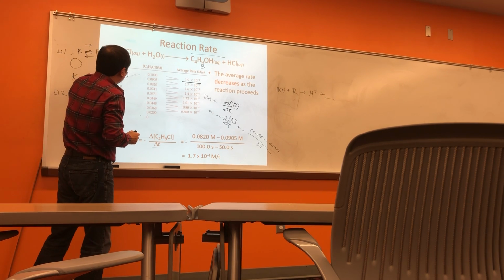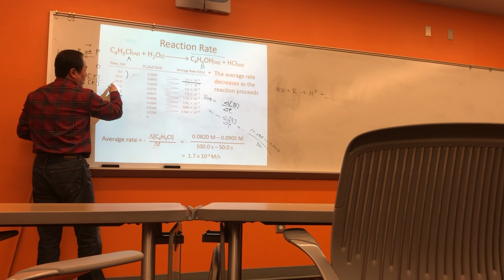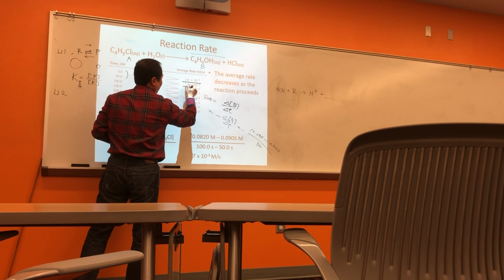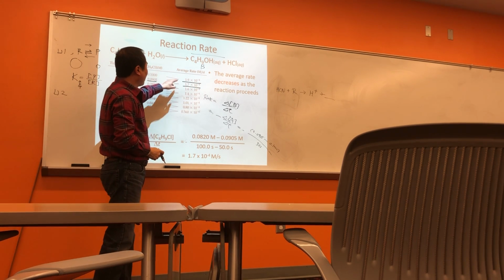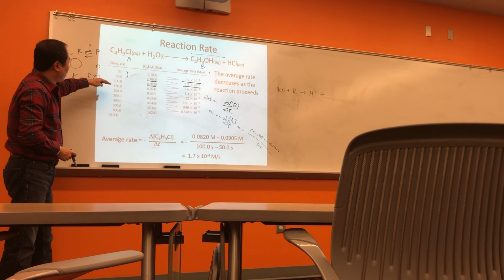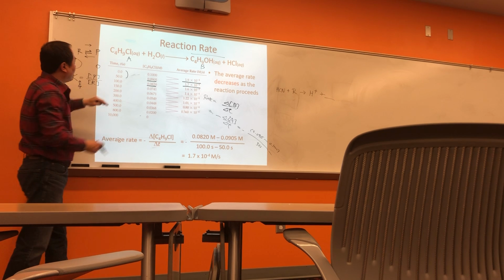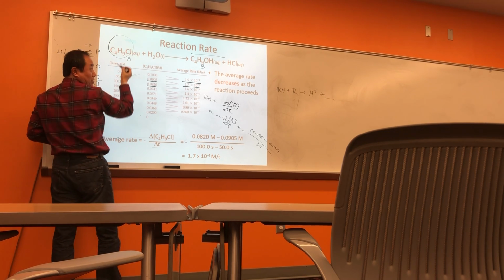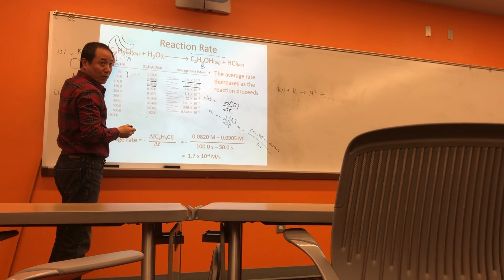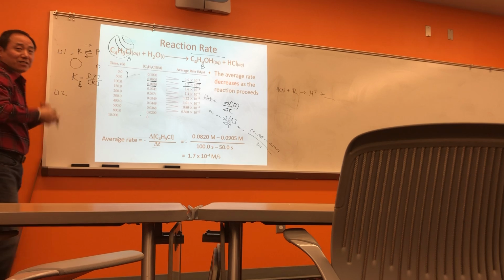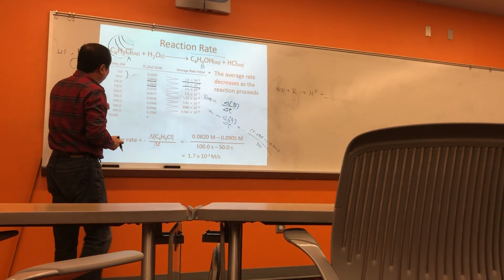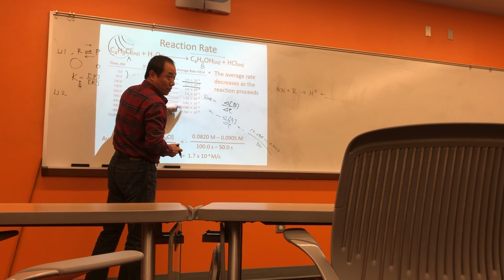Now, for the next reaction rate, between 50 seconds and 100 seconds, we have different concentrations, so you have to calculate again. You find out the reaction rate decreases. The reason is that as time goes on, the reactant is used up, so you have less and less concentration of reactants available. Because you have less reactant, the overall reaction rate will go down. So over time, the average rate goes down. Okay?